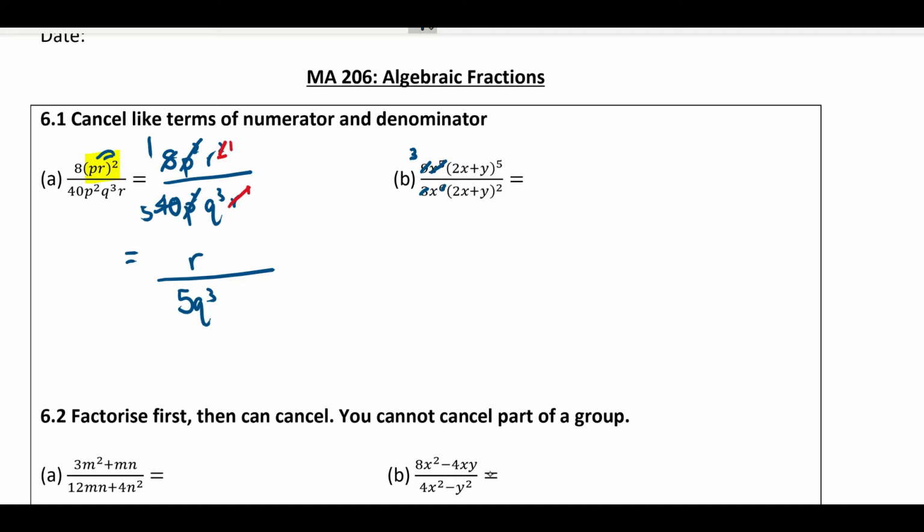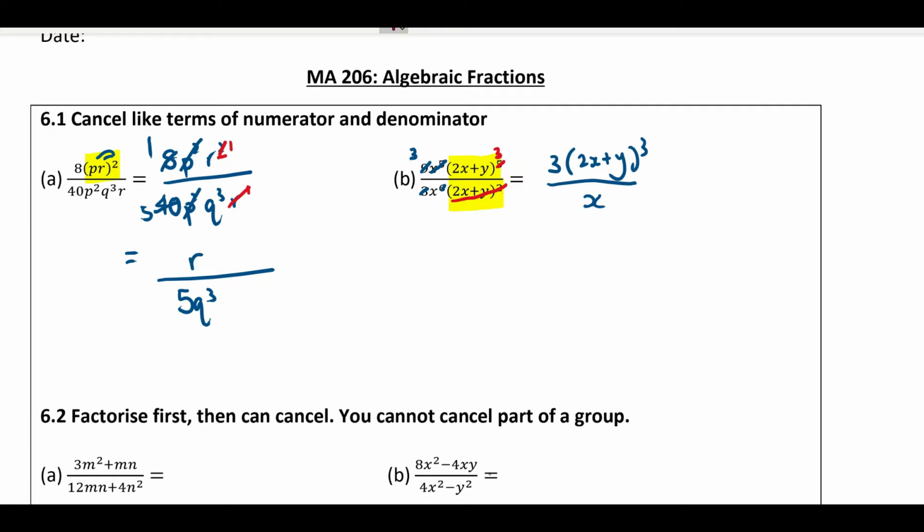Now this is the important part. This guy is one group. This guy is the same group. Okay, so power 5, power 2, take away all the power 2. Okay, 5 take away 2, left with 3. Okay, so my numerator is 3 bracket 2x plus y to the power of 3, because this 2x plus y is the same group, over x.